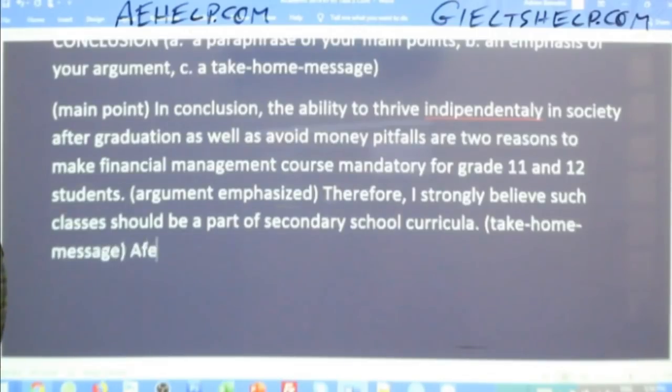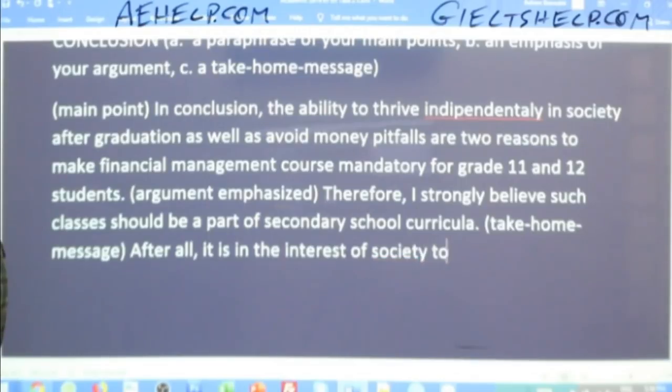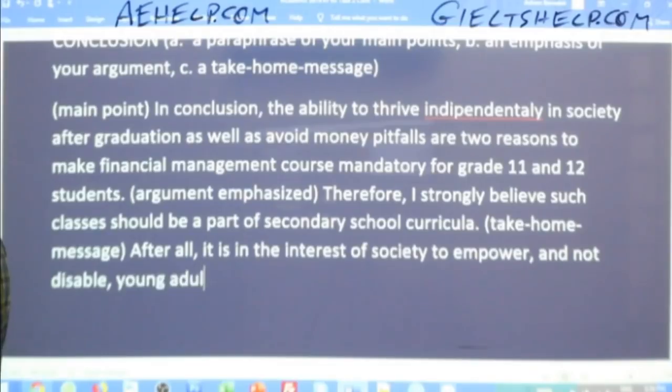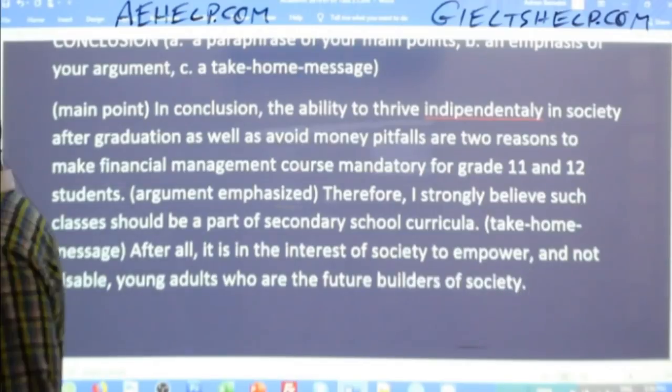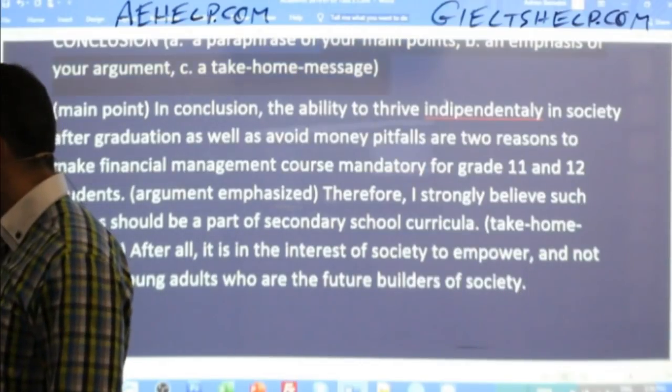After all, it is in the interest of society to empower and not disable young adults who are the future builders of society. Okay, that's my take-home message.